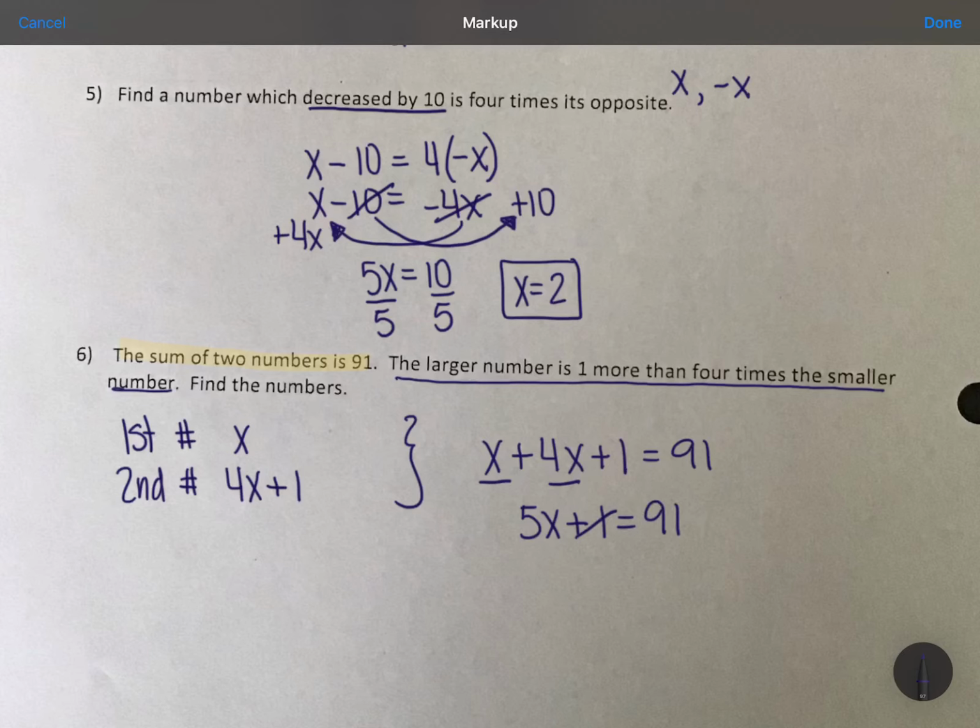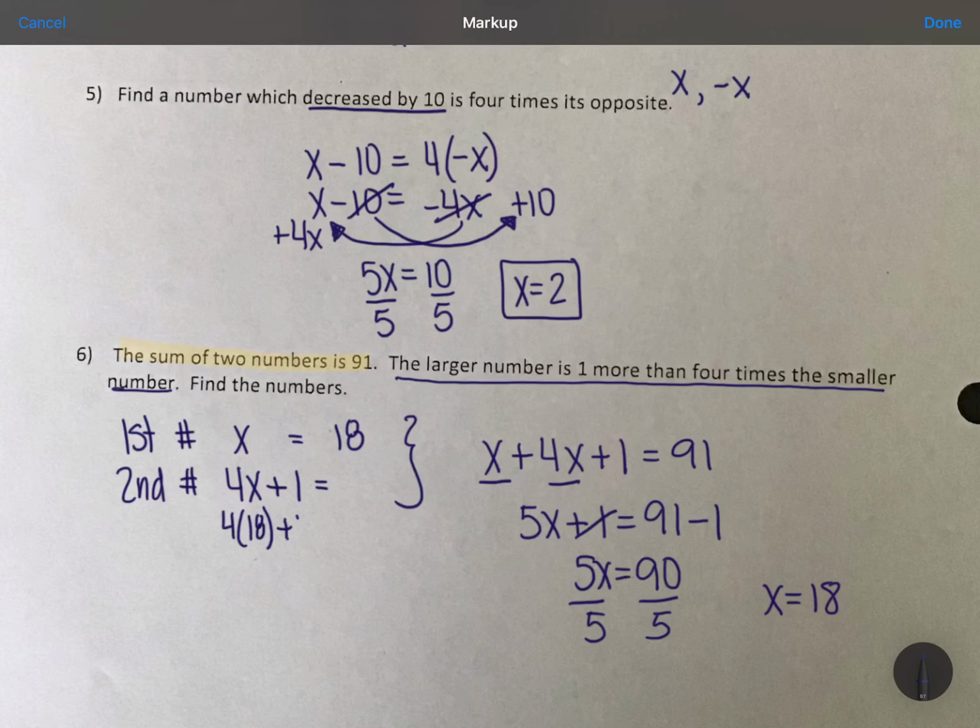Now I'm going to subtract 1, so 5x equals 90. Divide by 5, and we get 18. So we want to know what my two numbers are. My first number is 18. My second number is going to be whatever 4 times 18 is, plus 1. So 4 times 18 is 72. 72 plus 1 is 73. So those are my two numbers.